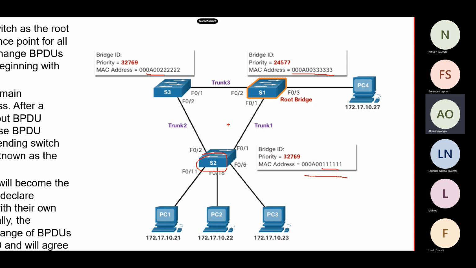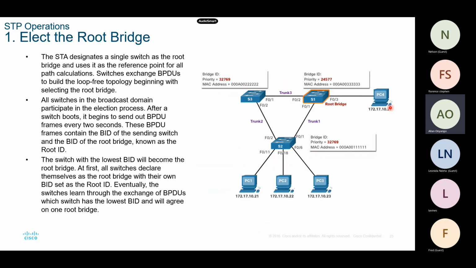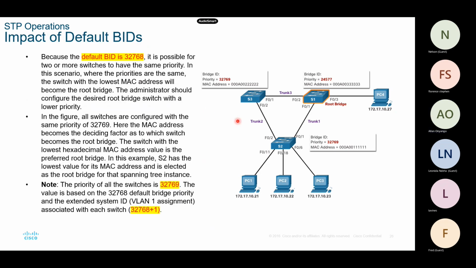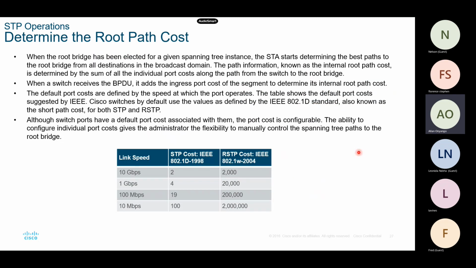Moving forward, we have seen that this election of the root bridge has already taken place. And now we need to go to the next thing. Okay. So the next thing is something I've already talked about: how we get 32,769 from 32,768. I've also explained what happens in the case of default bridge IDs. I think I already talked about that, because S2 has the lowest MAC address. That is something I have already talked about. Now I need to talk about something called the root path cost. Okay.